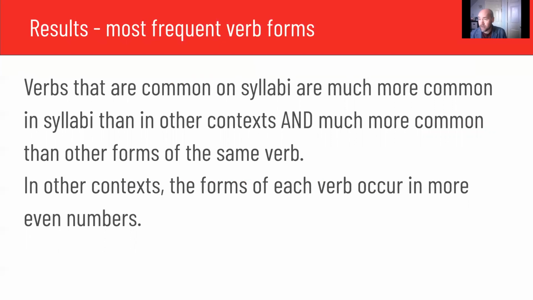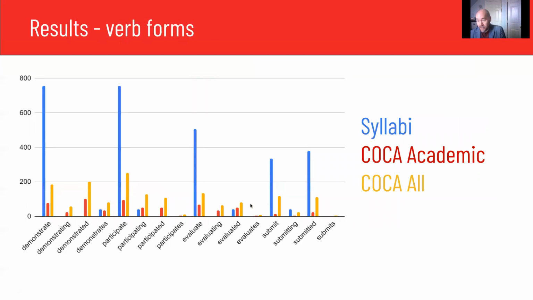So if you're just looking at verbs, you'll see a similar pattern, which is that the verb forms that are common in syllabi are much more common than other forms of the same verb, and also much more common on syllabi than in other contexts, right? So for example, you see here, these were the most common verbs, and for each of the common verbs, I looked up all of the forms separately in my corpora, just to verify to myself that one was indeed much more common than the others.